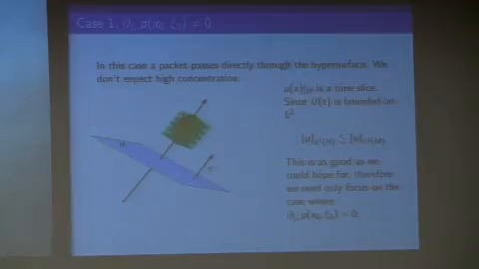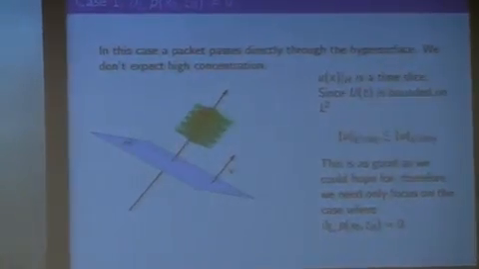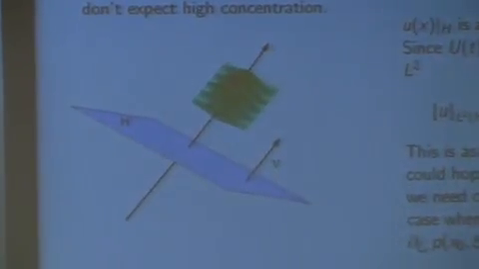So the first case is if you have the hypersurface and your principal direction has some normal component. In this case you should think of a little packet that just passes directly through the hypersurface and moves along its way. So we don't expect there to be much concentration. Our intuition is the more time this packet spends in an area, the bigger the concentration. And in fact, we find that you can get quite good bounds for this.